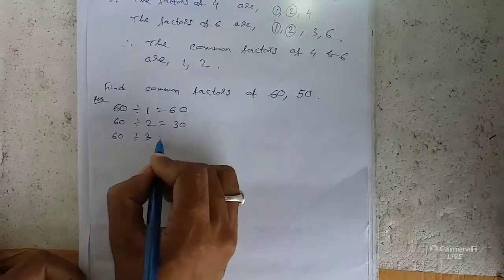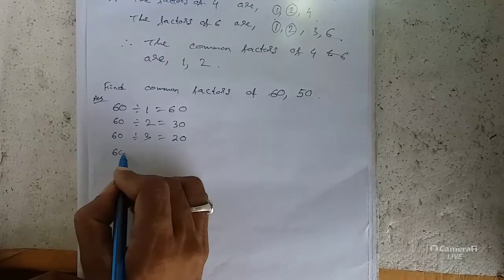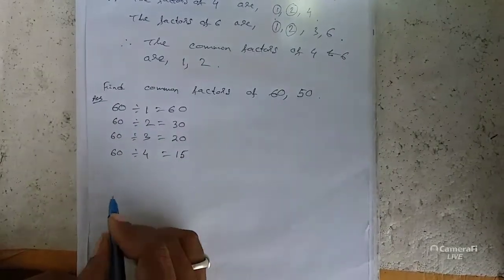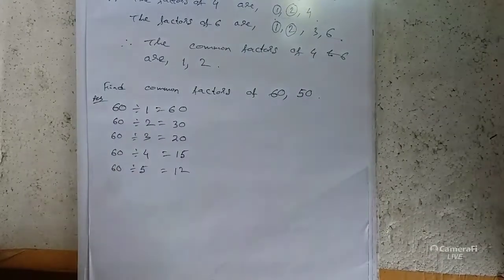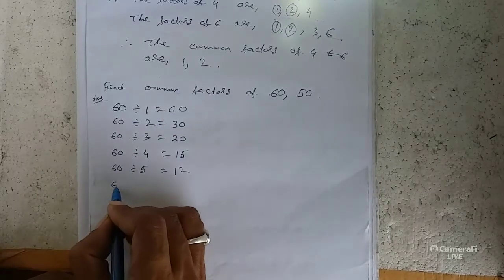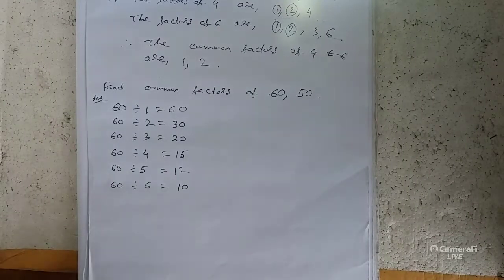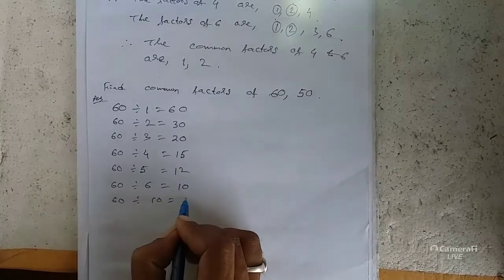60 is divisible by 3 also. If we divide it by 3, we get 20. 60 is divisible by 4 also, result is 15. 60 is divisible by 5, result is 12. 60 is divisible by 6, result is 10. Next number 7 cannot divide 60. Can 8 divide 60? No, in the table of 8, 60 does not come. 9 cannot divide 60. Next is 10. 60 is divisible by 10 and the result is 6.